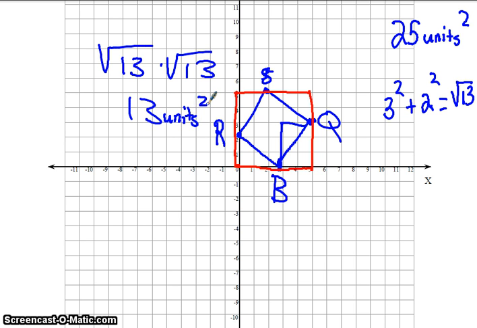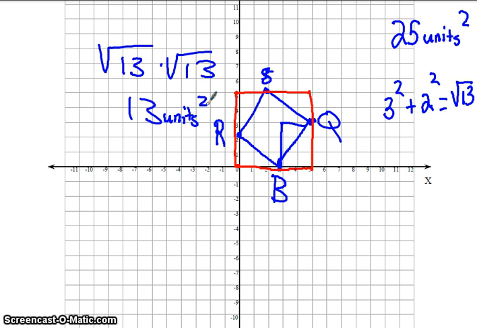Oh wait, no, 13 units is the area. Each side is the square root of 13. Well, when you take two squares that are the same and multiply them, you end up with the whole number that's inside, right? If you did 13 times 13, what'd you get? 169. Square root of 169 is 13, right? So we came right back to where we started.